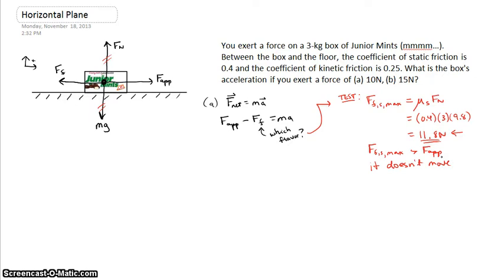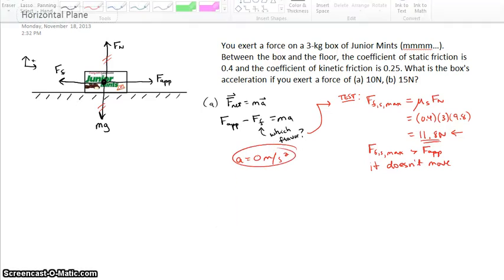So everything cancels out. So guess what my acceleration is? It's 0. My acceleration is 0. That's what they're asking me. Boy, that was a trick question. But not really, because look at this.